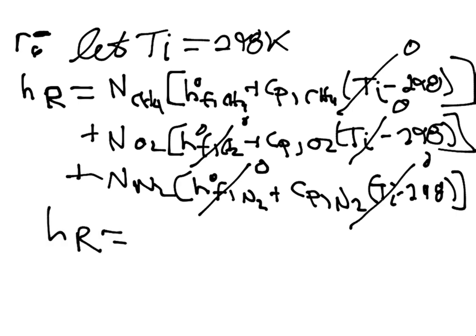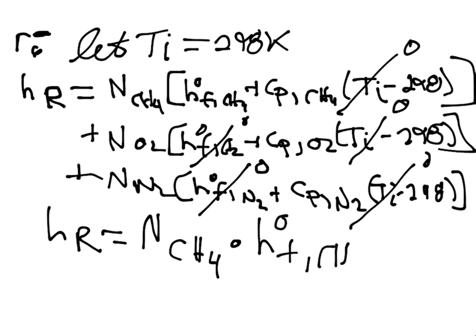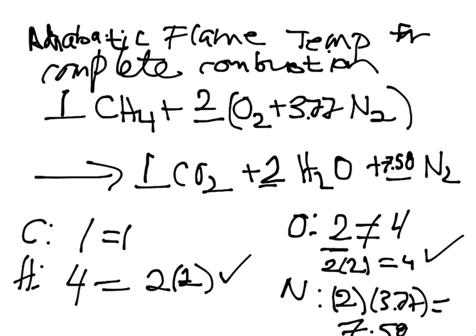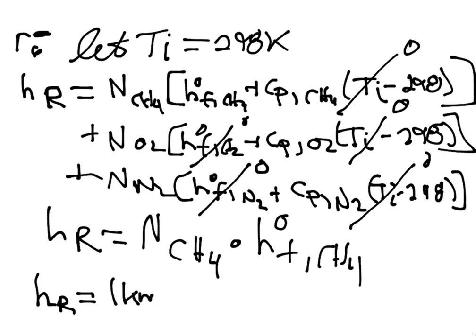So then now on your reactant side, you are left with the number of moles for CH4 times the heat of formation of CH4. If we remember back to our stoichiometry, our number of CH4 is 1 kilomole. And our heat of formation that comes from the table that we previously had is negative 74,831.